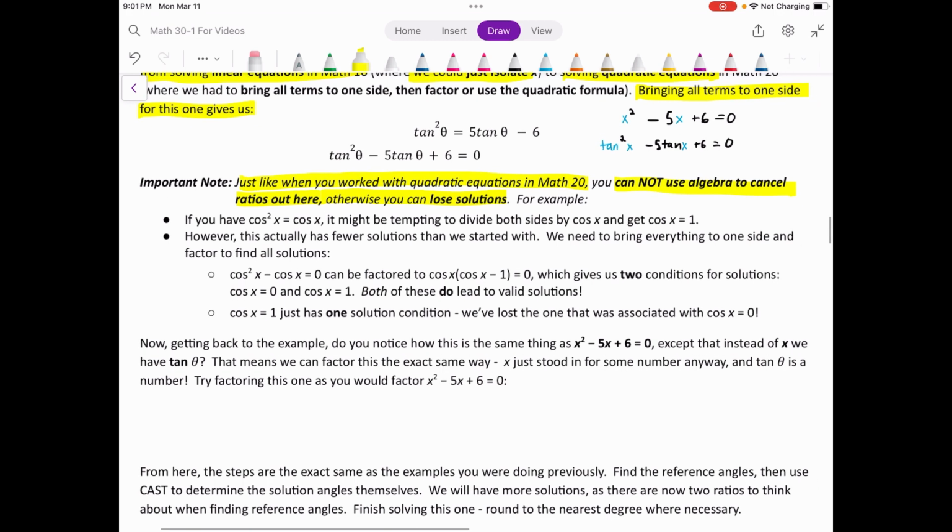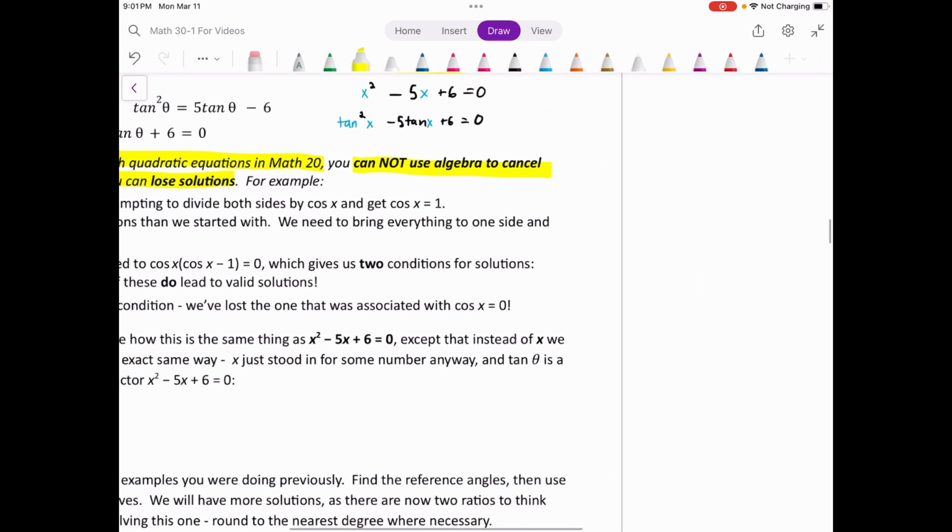So just for an example, so you can see what I mean, I'll first do a Math 20 example, right? Let's say that we had something like x squared equals x, just to make it nice and simple. It might be really tempting to divide both sides by x, right? Because then our equation would become x equals 1. And you could say, oh, I did it. I solved for x. And you're totally right. x equals 1 is a solution to this equation.